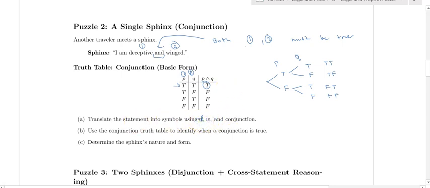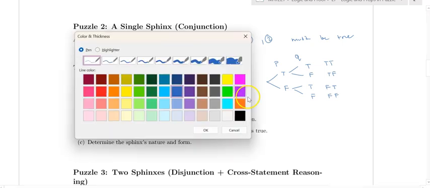Now, let's translate our statement into symbols. So I am deceptive and I am winged. The symbol that we use for that is this upside down V. And notice that this looks like the intersection operator. Remember, the intersection operator looks like this, and that operates on sets. So we can't actually recycle that symbol because our inputs are not sets, our inputs are statements.